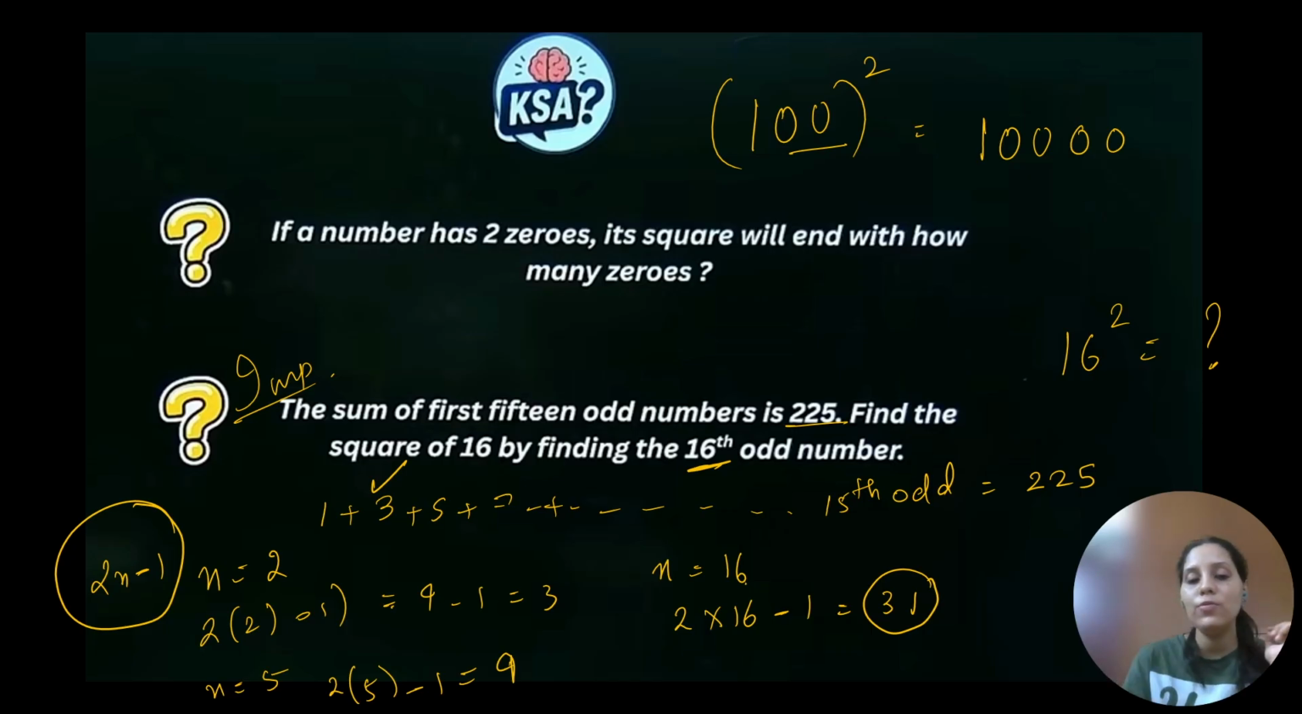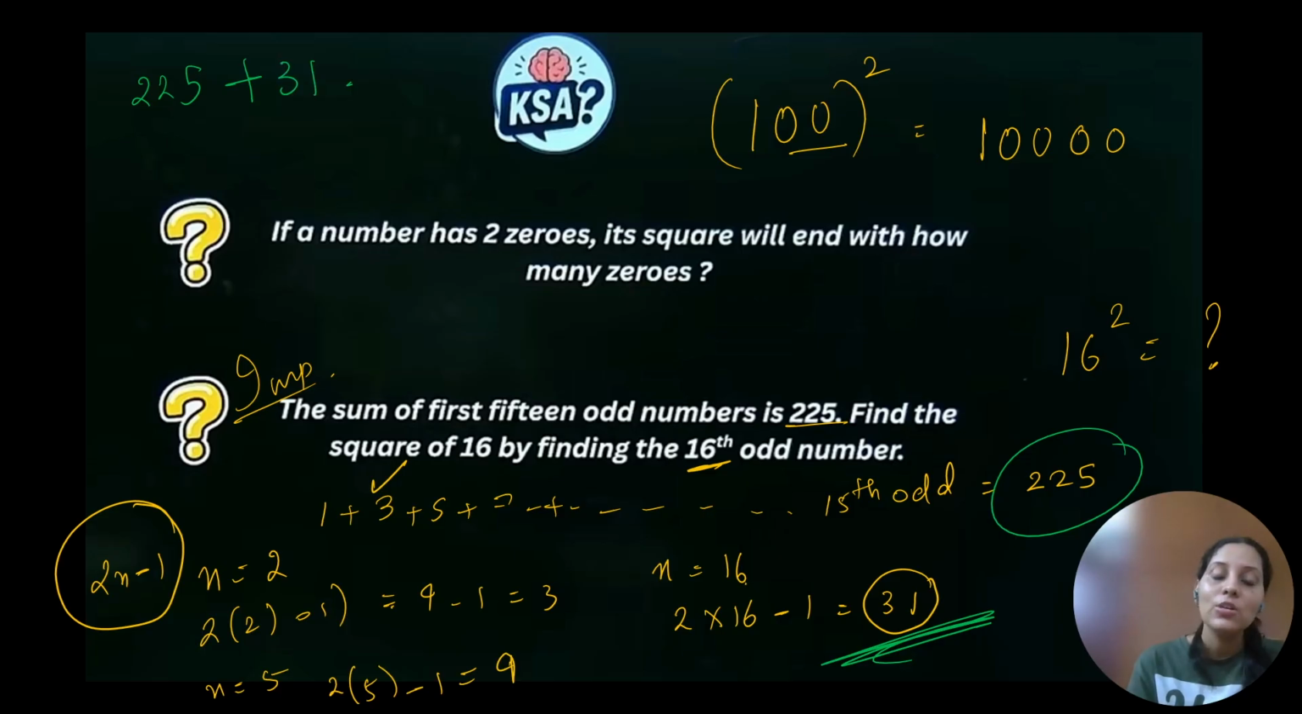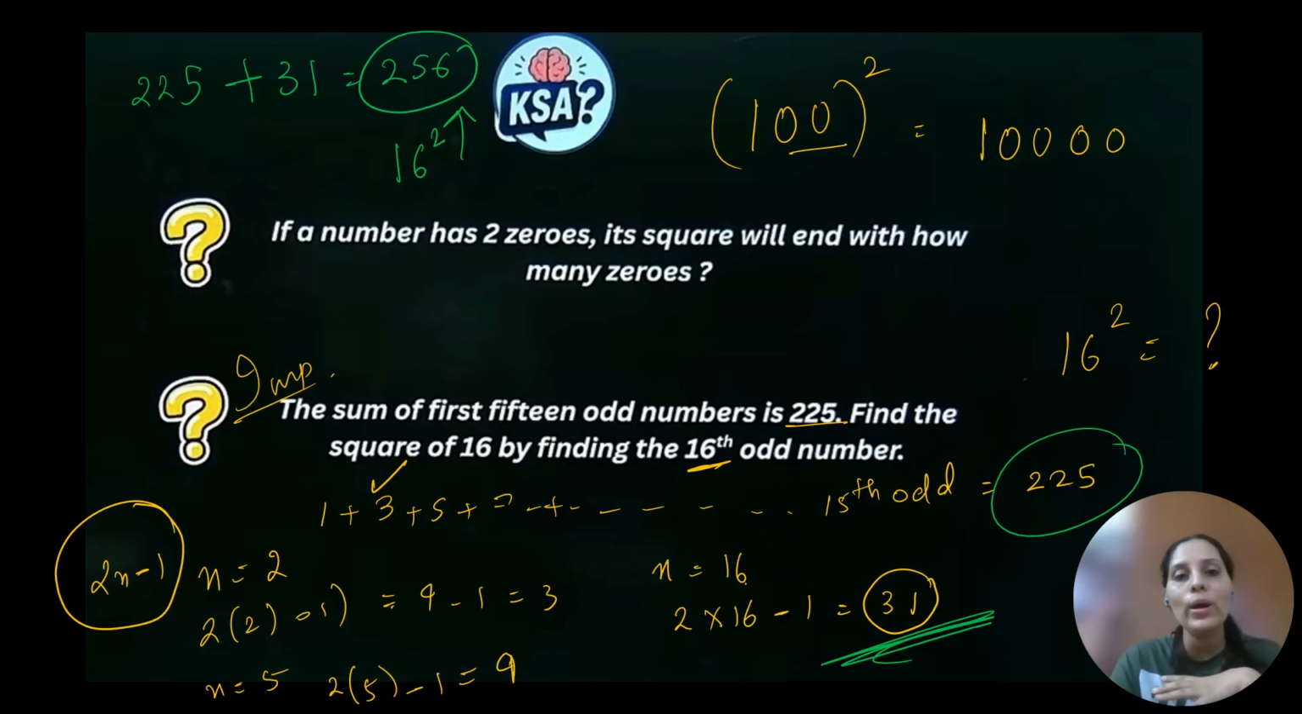Using the odd number formula. Now, as you know, to find 16 squared, you need 16 odd numbers, isn't it? Till 15 odd numbers, the result is 225, plus the 16th odd number, we just found it, 31. So I get 256. So this is nothing but 16 squared.